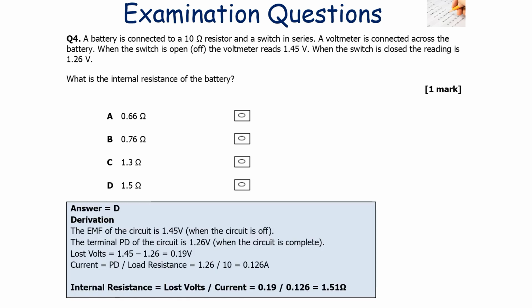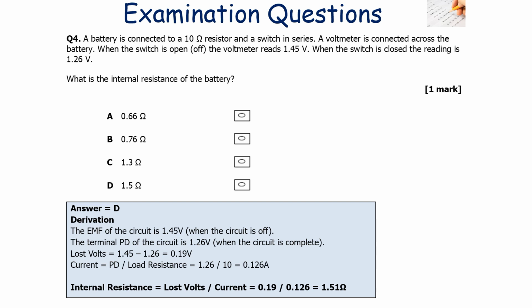The answer for this is D, because the EMF of a circuit is 1.45 volts. So when the circuit is off, you're going to have your total EMF, because that's what you're still putting into the circuit, so it'll be 1.45 volts. So the terminal PD of the circuit is 1.26 volts. So that's what's actually coming out when we've actually switched our circuit on. So therefore we must be losing in our circuit due to internal resistance 0.19 volts, because that's the difference between the two values. So we now know that current is equal to PD over load resistance.